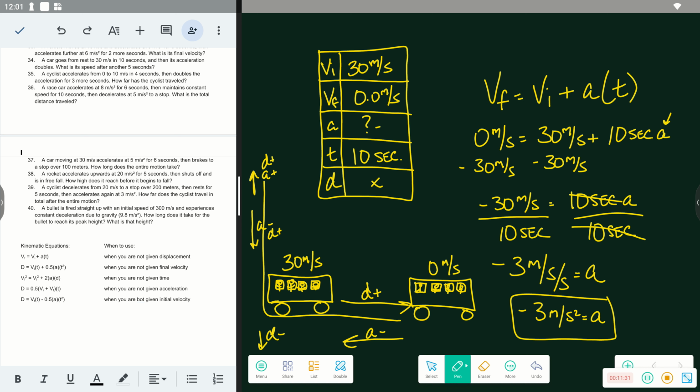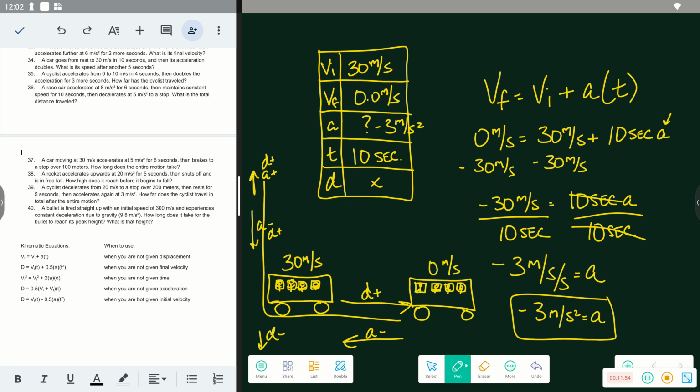Why does this answer make sense? Right, it's slowing down, so the acceleration is going to be negative, even though the bus is moving in a positive direction, it's slowing down. Well, how do things slow down? They have a negative acceleration. It's deceleration. Was that your question, Ava?